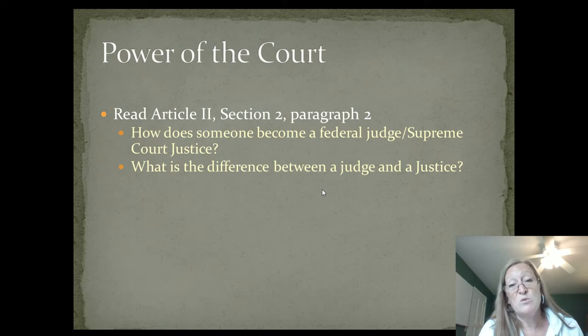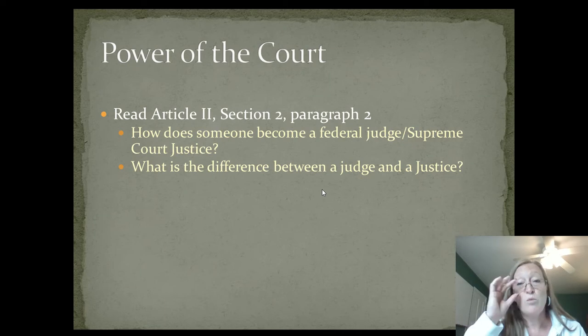Now, what's the difference between a judge and a justice? A judge is anyone on the federal bench, and a justice is someone who is on the Supreme Court. State Supreme Courts, I believe, also use the term justice for their Supreme Courts.